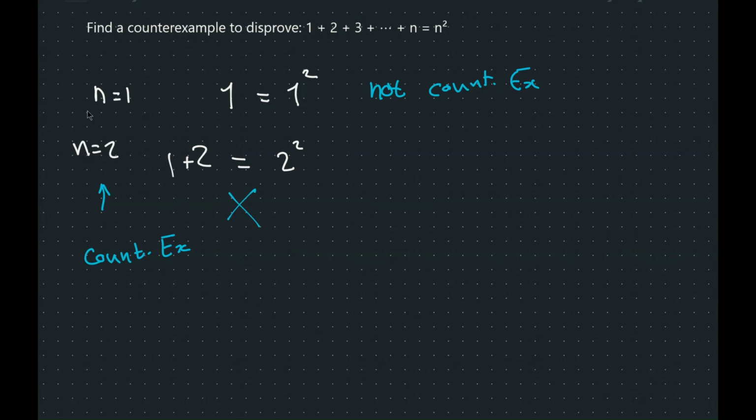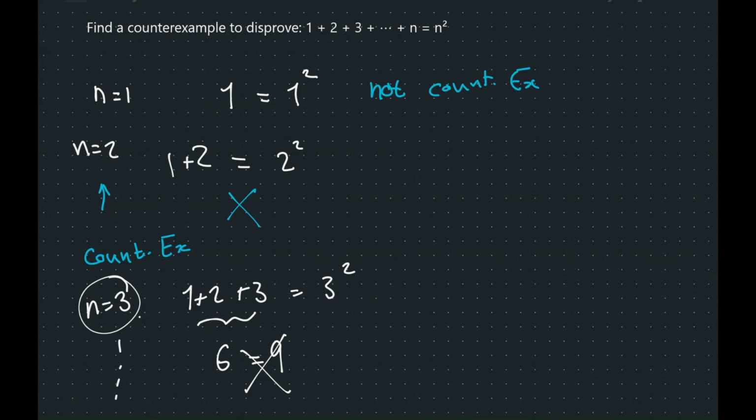Let's try 3. Let's try n is equal to 3. We already found an answer, but let's find another one. So 1 plus 2 plus 3. Is it equal to 3 squared? No, because this is equal to 6 and this is equal to 9. And they are not equal. Therefore, 3 is also a counterexample. And all the other numbers, I assume, are also counterexamples. So we have 2, we have 3, and also 4, I think, is going to be a counterexample, and so on and so on.